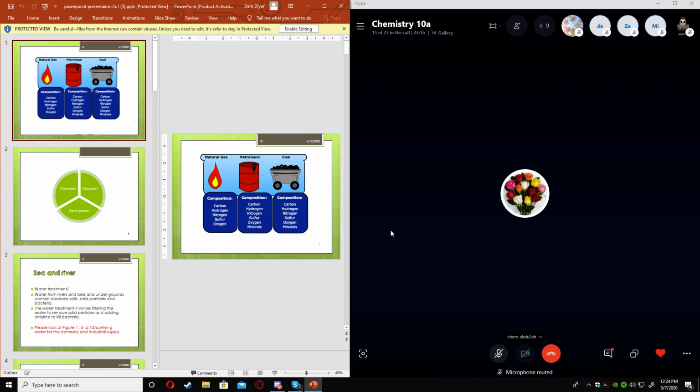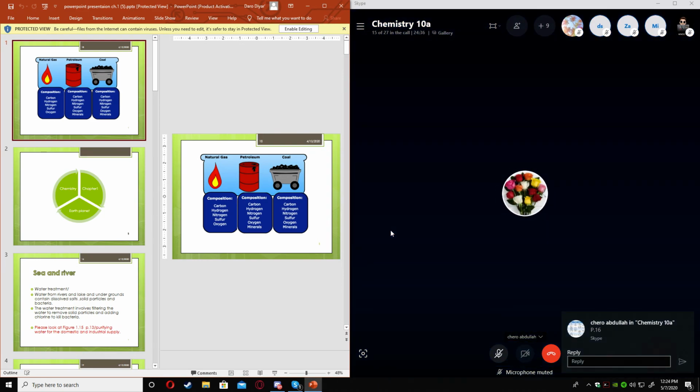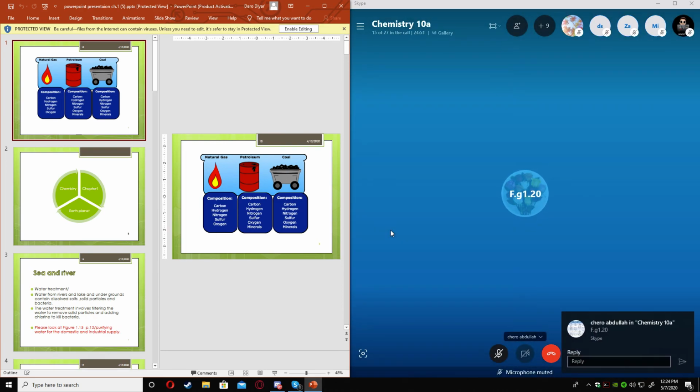So if you take a look at figure 120, which is on page 16. Page 16, please, in your book, which is figure 120. Okay, who can read for us that figure?